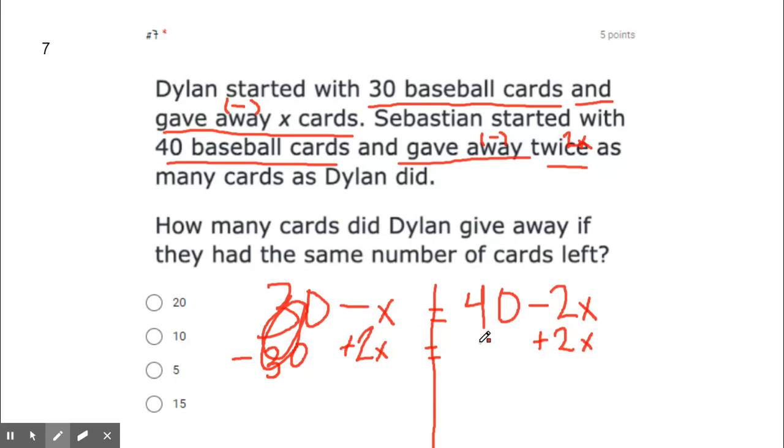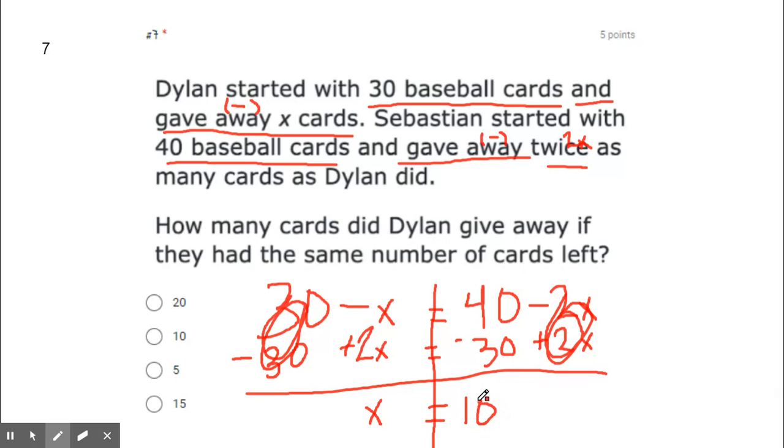But whatever I do to one side, I'm going to do the other. So minus 30. And that zeroed this one out. So I need to work that out. A negative X or a minus X plus 2X, that's just X. They're different symbols, different signs, and their difference is going to be 1X. And that will equal whatever 40 minus 30 is, which is 10. So the answer is 10.